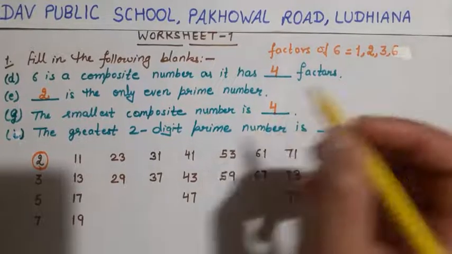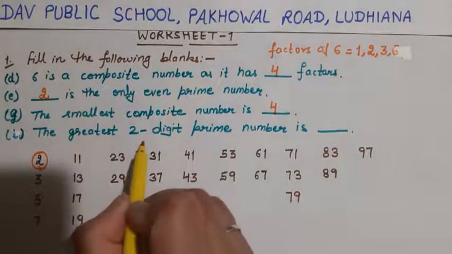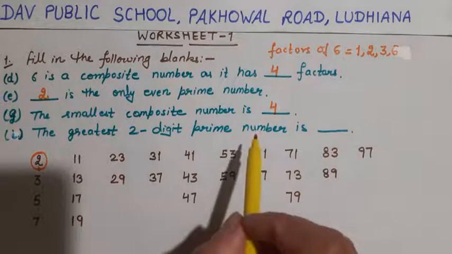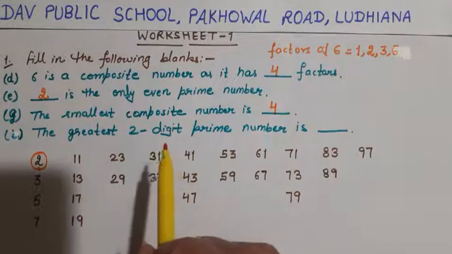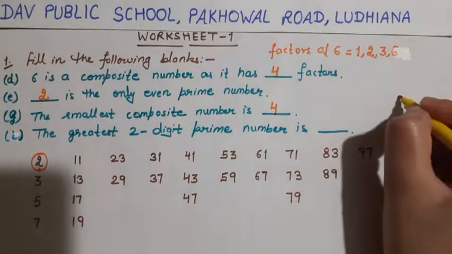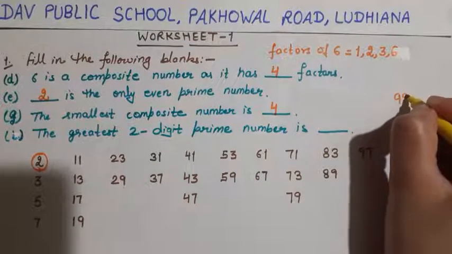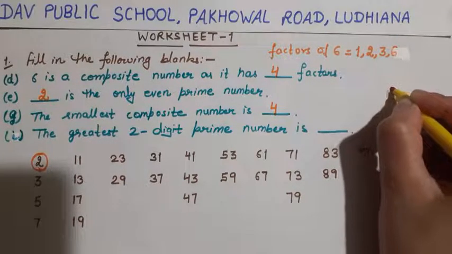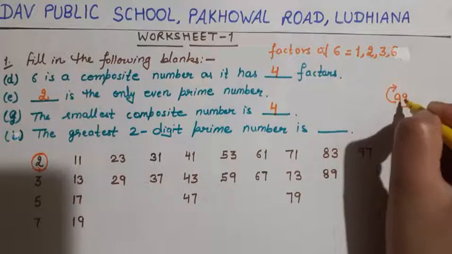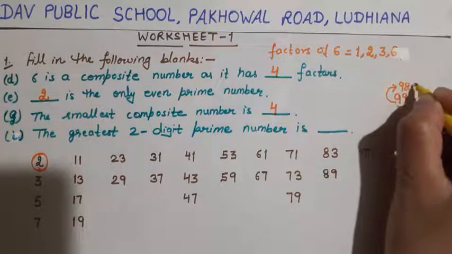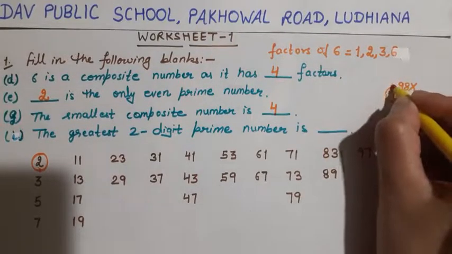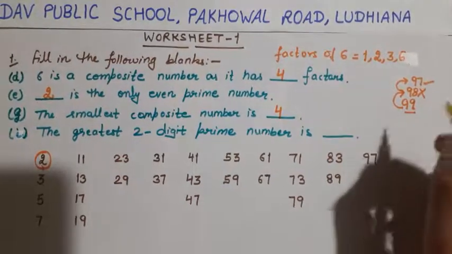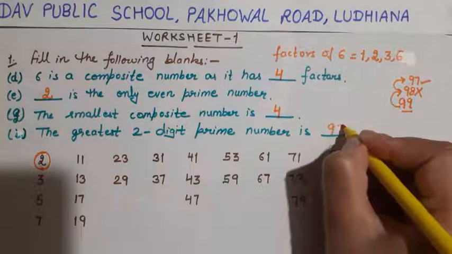Next, I part. The greatest 2-digit prime number is, see, you have to find the greatest 2-digit prime number. First of all, what is the greatest 2-digit number? Greatest 2-digit number is 99, right? But it should be prime number. So, check the number before 99. The previous number of 99, which is 98, is also not a prime number. Next, the previous number is 97. Yes, 97 is a prime number. So, answer is 97.